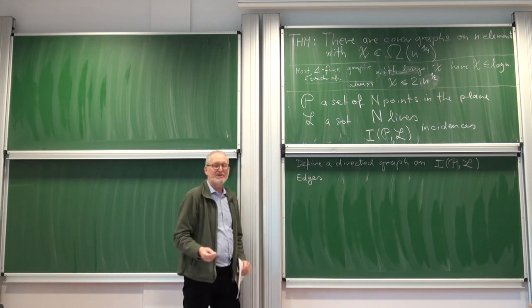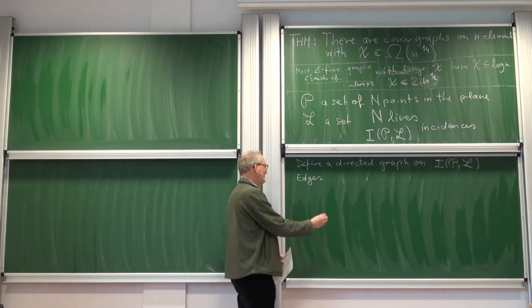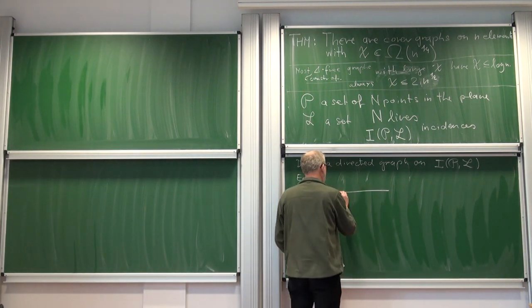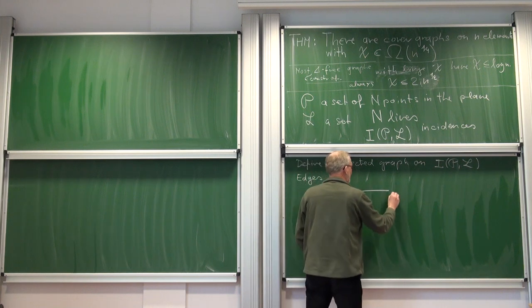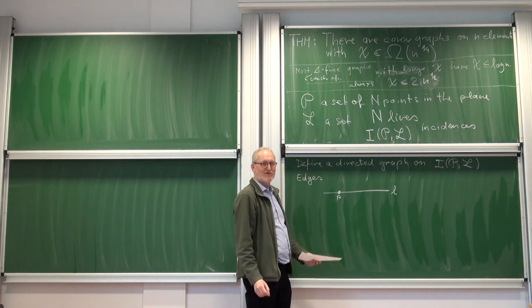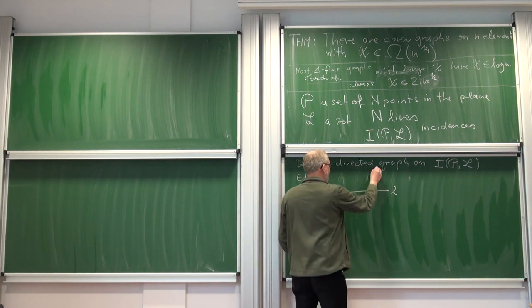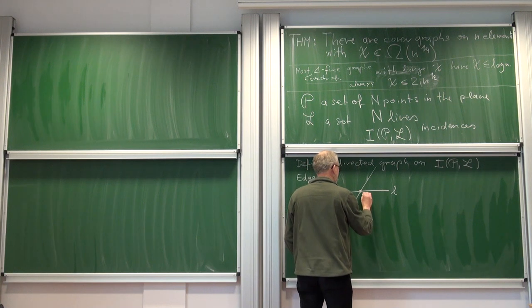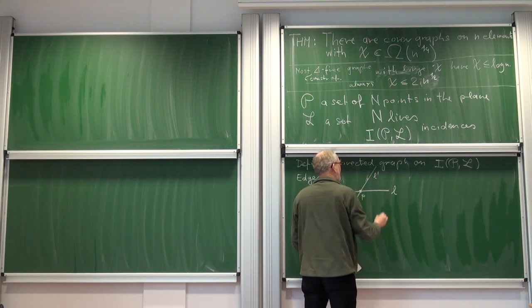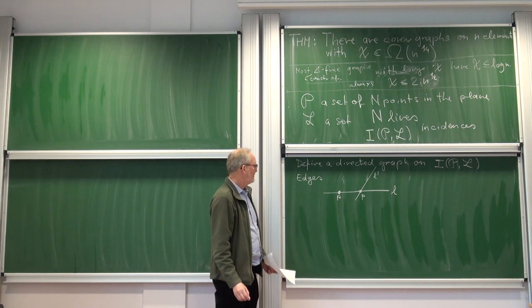I first give you the picture and then I give you the formal statement. So we have an incidence, a point P, a line L, and then we need a second incidence, a point P prime, and a line L prime. And this is the picture, P prime and L prime. This is an edge.